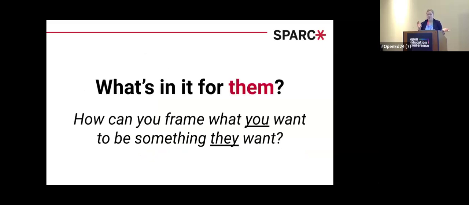And what's in it for them? How can you frame what you want to be something that they want? So if this is somebody who's looking for a special project to take on that's going to make them look really good to their boss and they're excited to do that, let them run with it. One of the difficult things about being an advocate is you do have to get really used to not taking the credit for things and letting other people shine. That happens a lot with politicians. But it'll happen in this environment too.